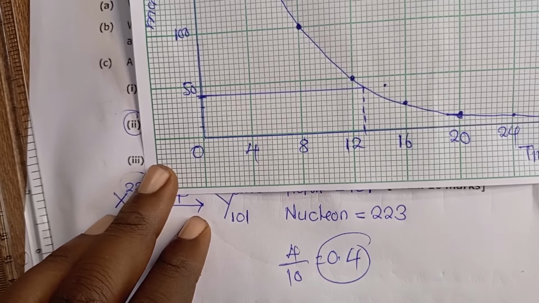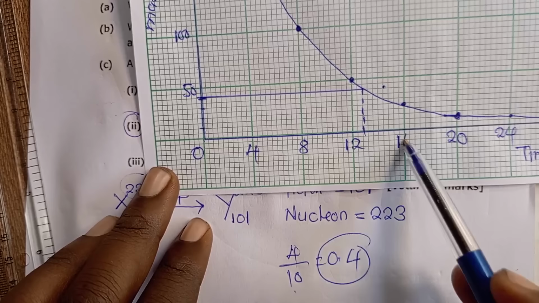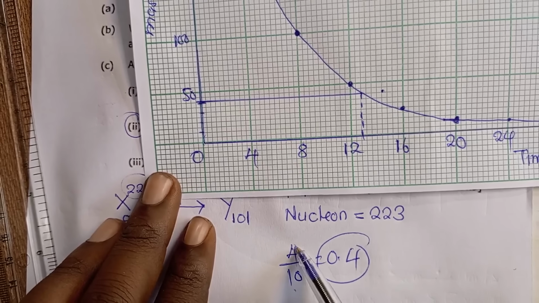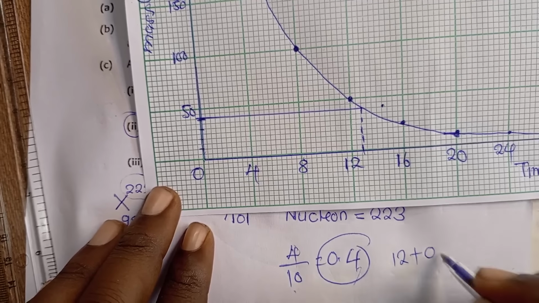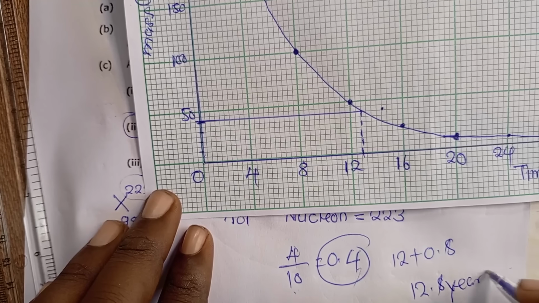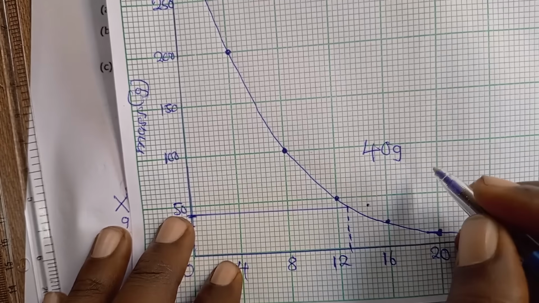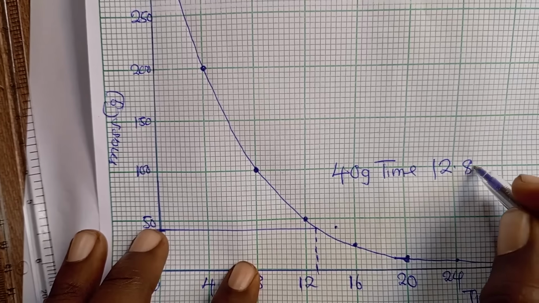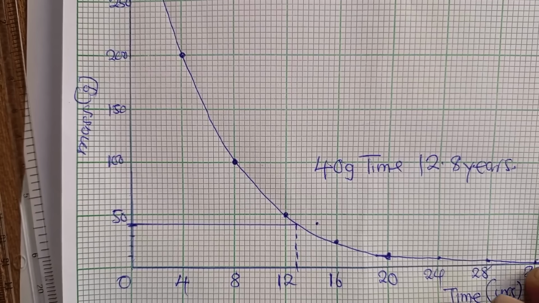So one small box is 0.4 units. I know that 2 centimeters is representing 4 units. Under 2 centimeters, I've got 10 small boxes. 4 divided by 10, 0.4. So this is 0.8. So 12 plus 0.8, the answer is 12.8 years. So this is the answer that I'm going to put for this to reduce to 40 grams. Time is 12.8 years. That is the time it is going to take.